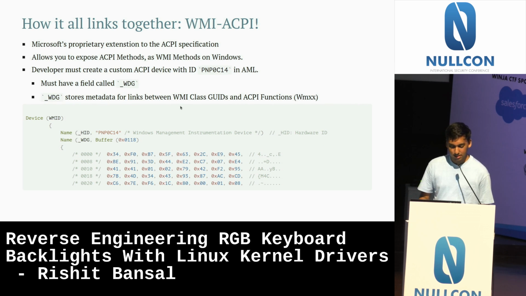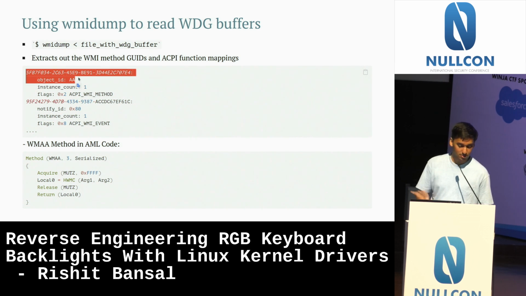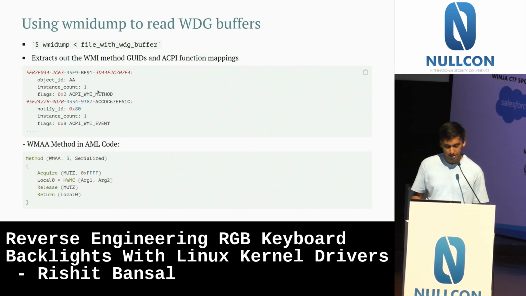So what that means is I can call a Windows management function from user space, and that will be linked to an ACPI function on my laptop, right? And there's this tool you can use to parse the bytes I just showed you, WMI dump. I can just pass it those bytes. It's a CLI tool, and it will show me these mappings, such as this GUID, which we saw in the Explorer window as well, is linked to this ACPI method AA, right? And here's the actual method.